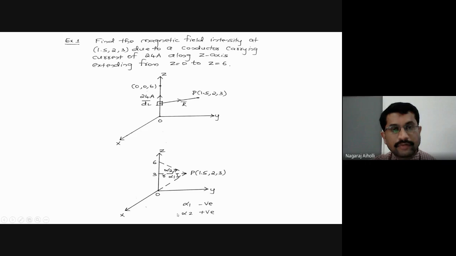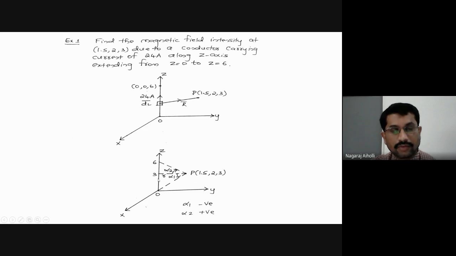Now let us consider the sign convention in the second figure. This is the point P of (1.5, 2, 3). This is the origin. When we consider the perpendicular distance from the point P to the Z axis, it is at a distance of small r. The lower end subtends an angle of alpha 1. The higher end subtends an angle of alpha 2.